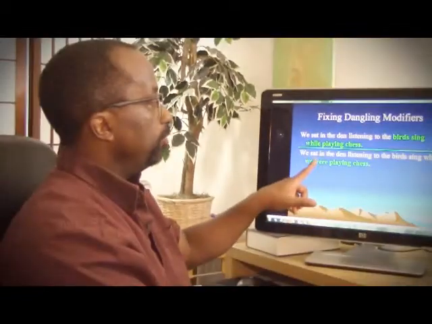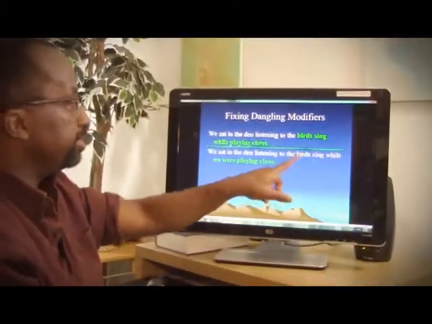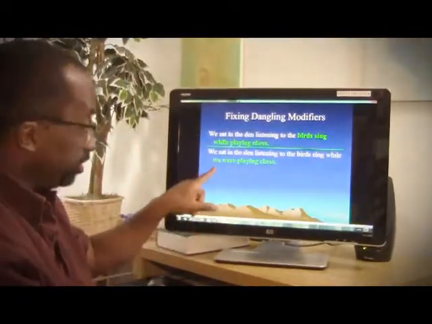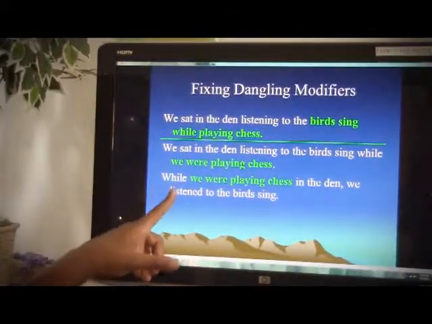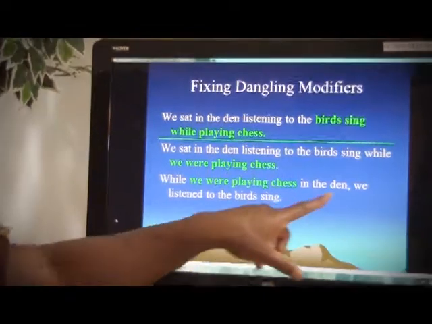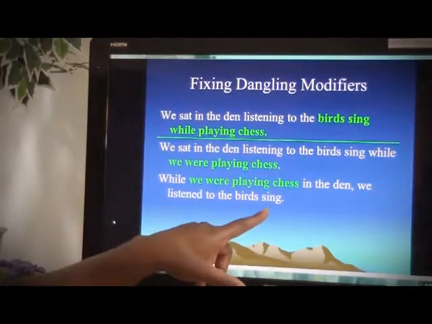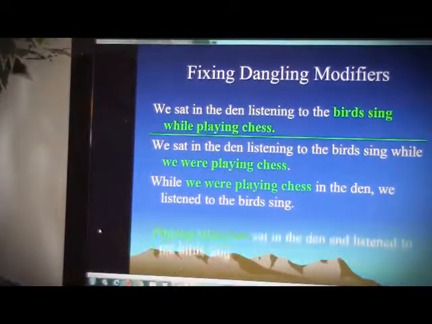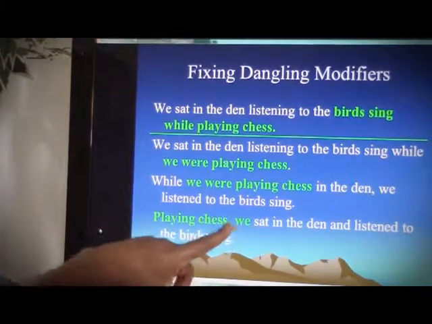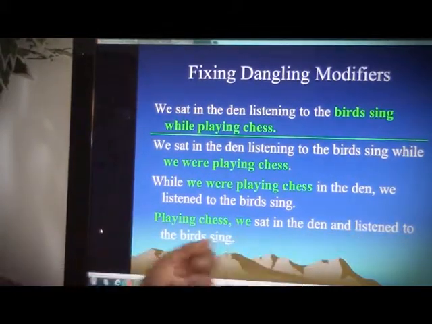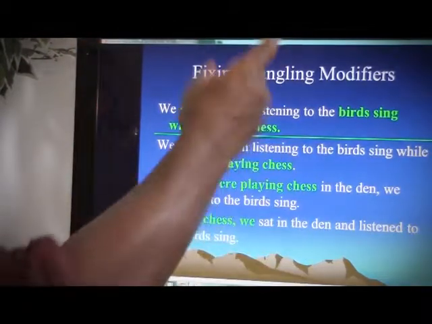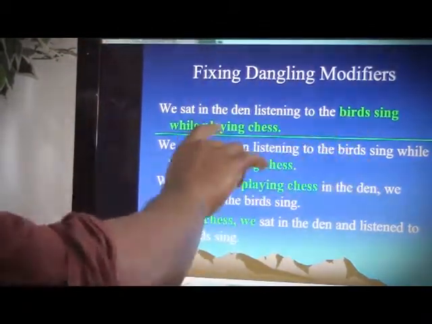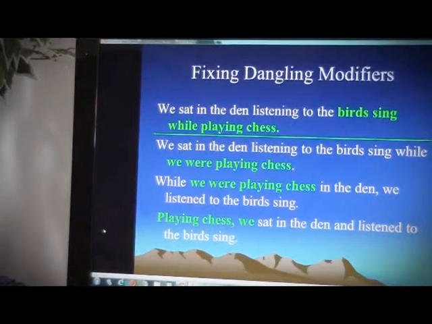modifying the right thing. Here's some possible fixes. We sat in the den listening to birds sing while we were playing chess. We were playing chess. Or, alternatively, while we were playing chess in the den, we'd listen to the birds sing. Or one more fix could be, playing chess, we sat in the den and listened to the birds sing. All 3 of these fix this sentence. The problem with this sentence, again, just to repeat, birds sing while playing chess, I don't think so.